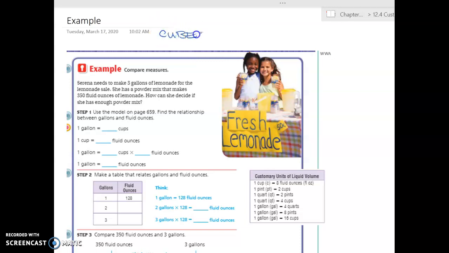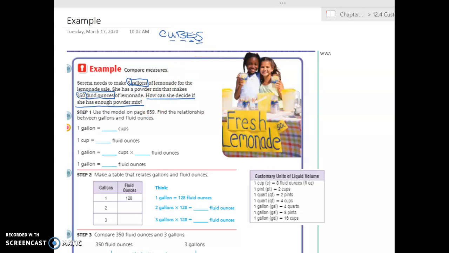CUBES stands for: circle the numbers, underline the question, box all the keywords, gallons, fluid ounces, and that seems to be how, and then you look at the question, how can she decide if she has enough powder mix? Now, E stands for evaluate, and S stands for solve.